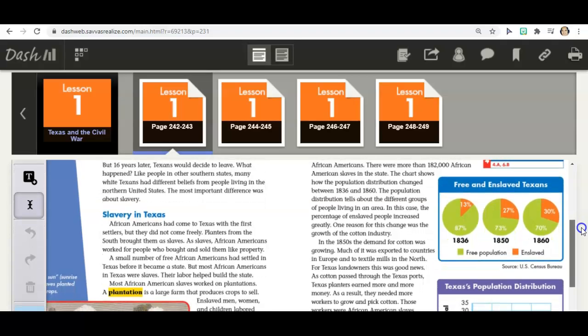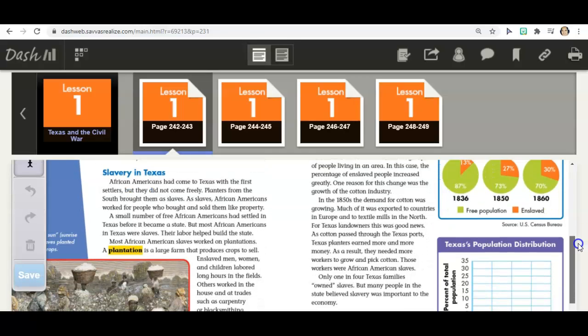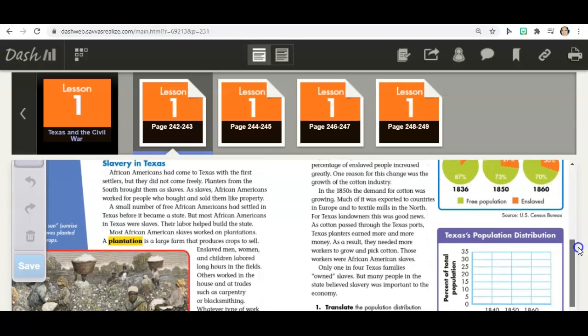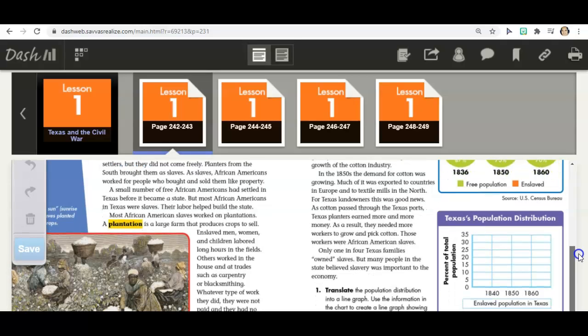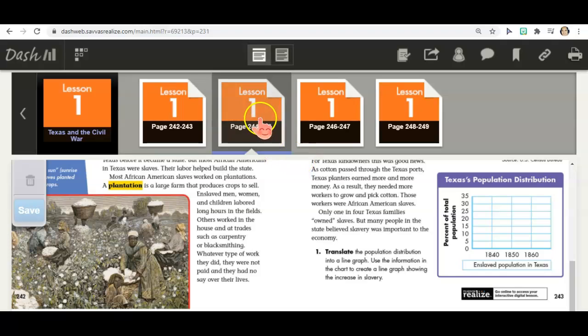There was an increase in slavery. More and more people, it was increasing, and it had something to do with the demand of cotton. More people were wanting cotton, so they needed more slaves working the plantations. So let's move on to the next page.